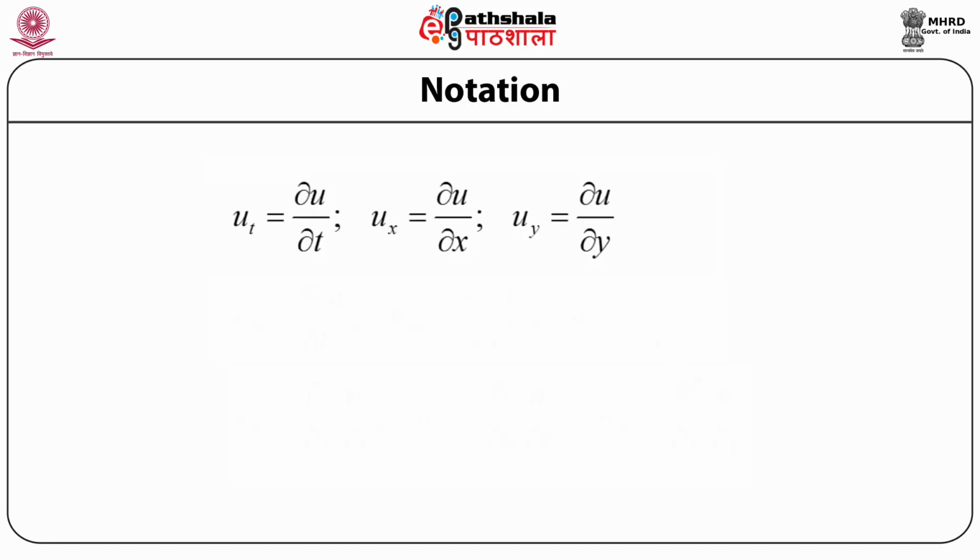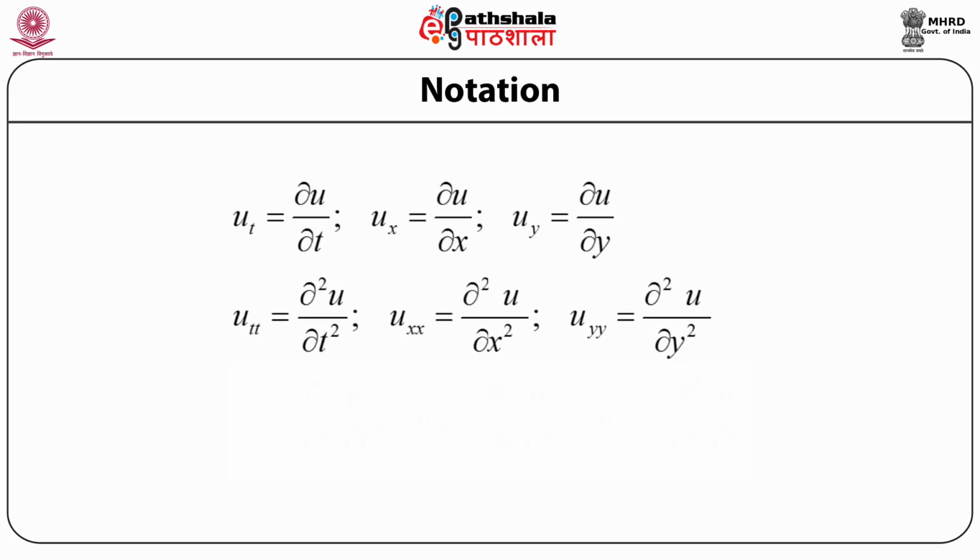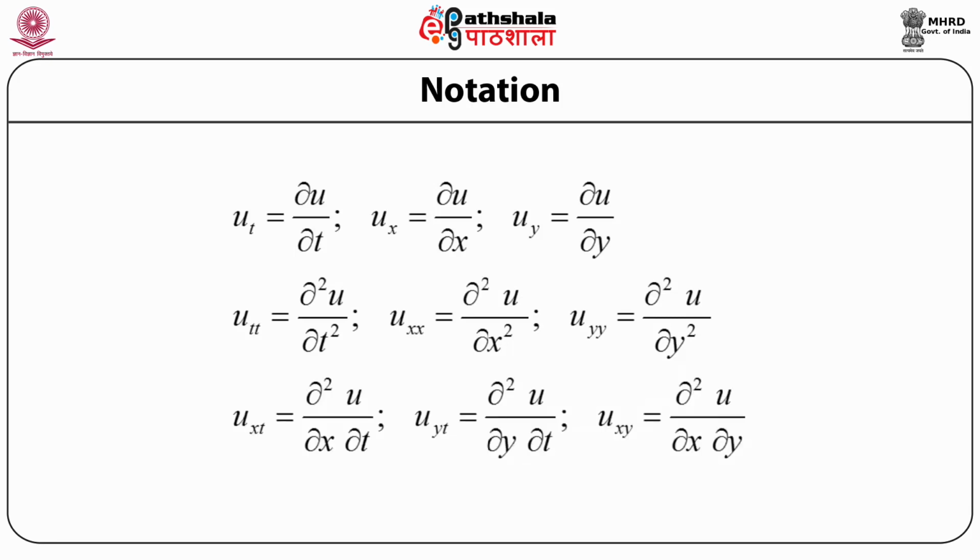So u_t is the same as ∂u/∂t, and u_x similarly. Then u_tt is going to be ∂²/∂t² of u, and u_xt is going to be ∂ x and ∂ t. Whether you do ∂x or ∂t first, it doesn't matter; the order doesn't matter. And you can do it for xy, yt and xx. So as shown, you can use them later.